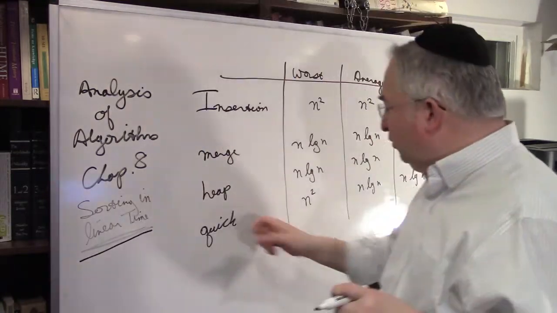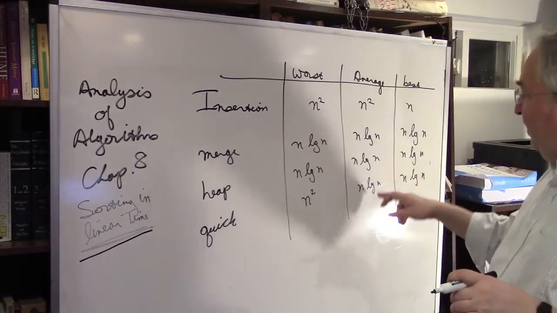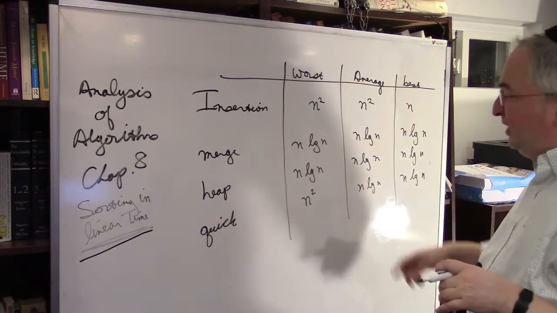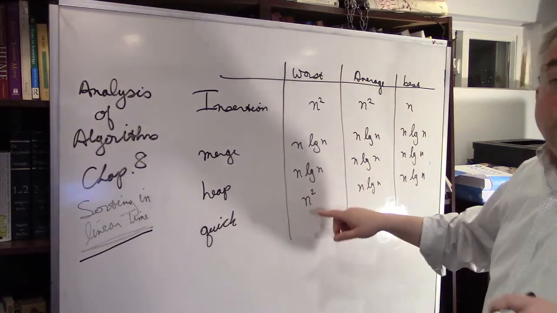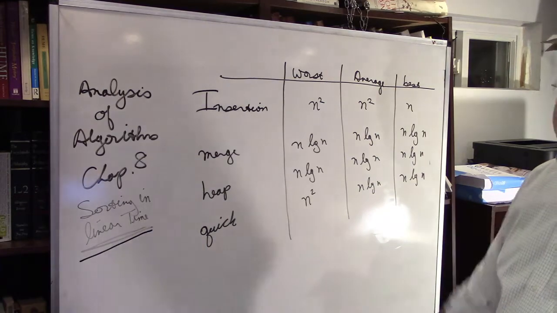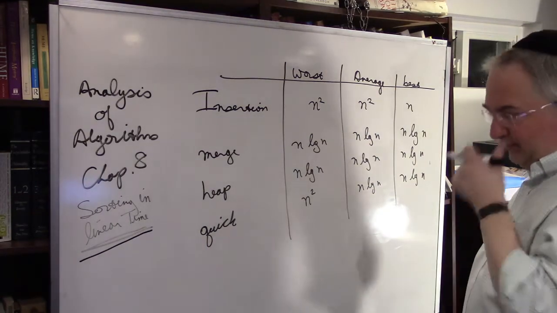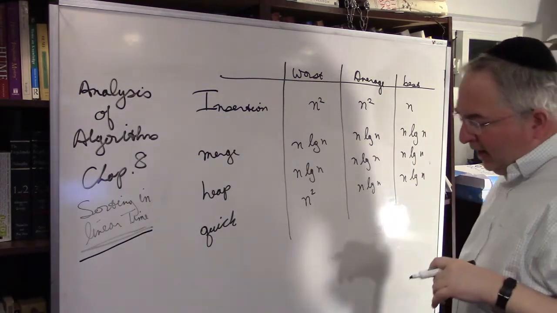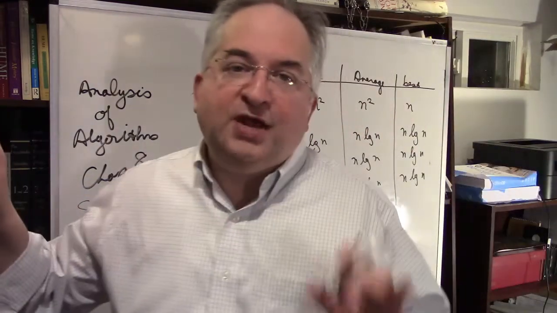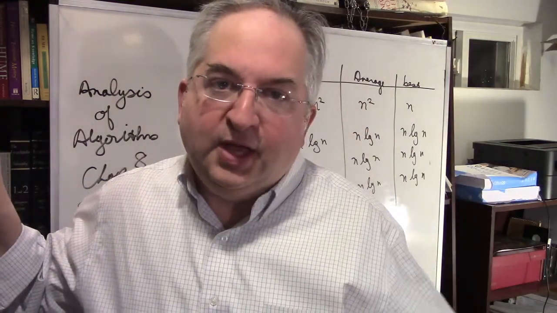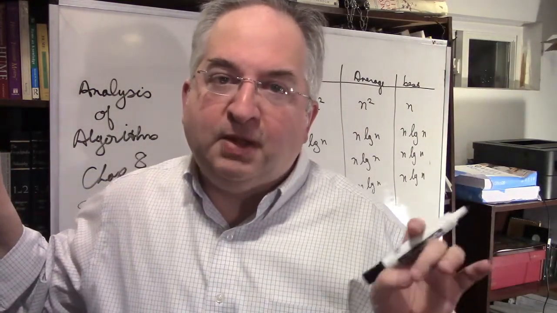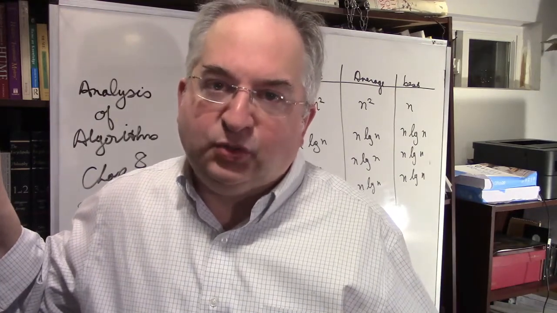As opposed to that, for quick sort, we said in the average case it's n log n, in the best case it's n log n, but in the worst case, which happens very, very rarely, it's n squared. So that's what we saw. And now comes the obvious question: can we do better? Can we find an algorithm that does better than n log n sorting?